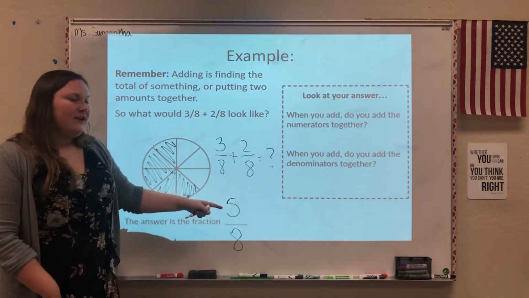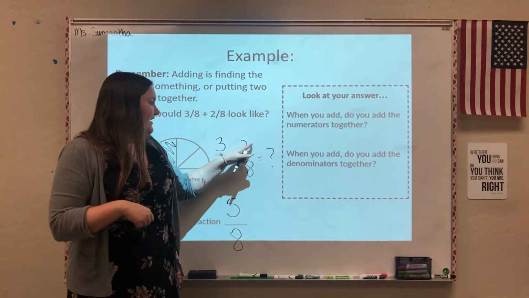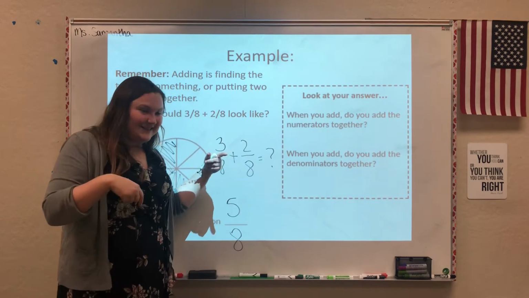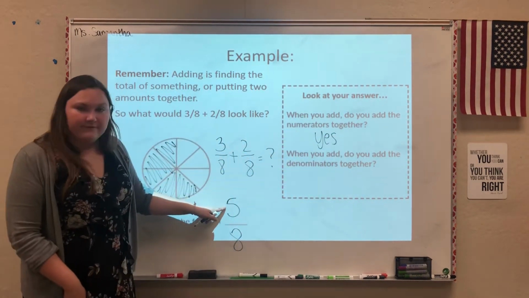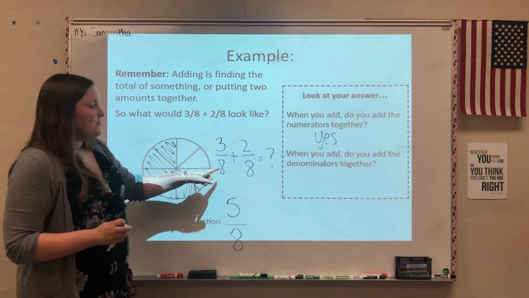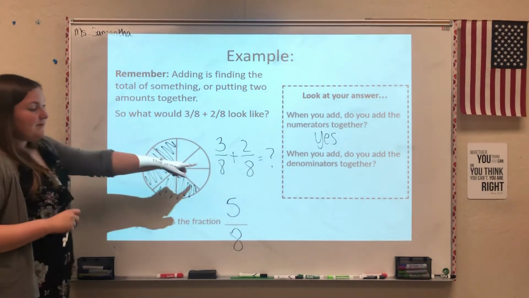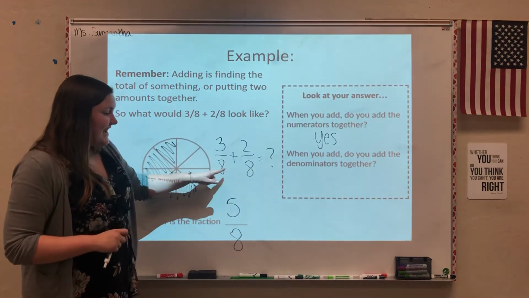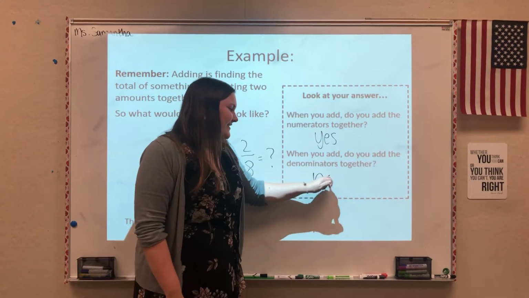Well, yeah. I want to say he ate 3 slices out of the 8 slices, and the other guy ate 2 of the 8 slices. So together, they ate a total of 5 of those slices. We do want to add those numbers. When you add fractions, do you add the denominators together? Well, the denominator, those bottom numbers, notice 8, 8, it's still 8. We are not adding those denominators together.